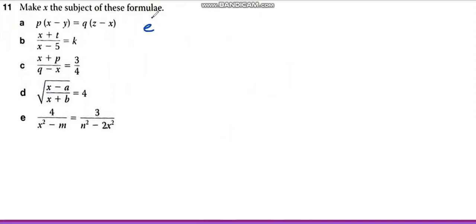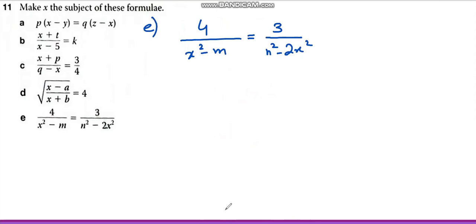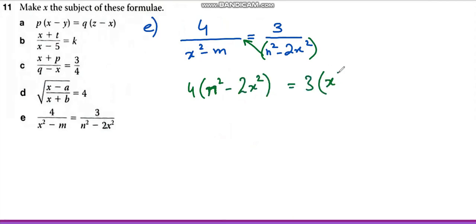I'm doing the E part now. In the E part, we have 4 over (x square minus m) equals 3 over (n square minus 2x) square. Again, I can do cross multiplication. We multiply the whole expression with 4 and x square minus m with 3. I will get 4 times (n square minus 2x) square equals 3 into (x square minus m). And then I can distribute 4 with the terms inside the bracket.